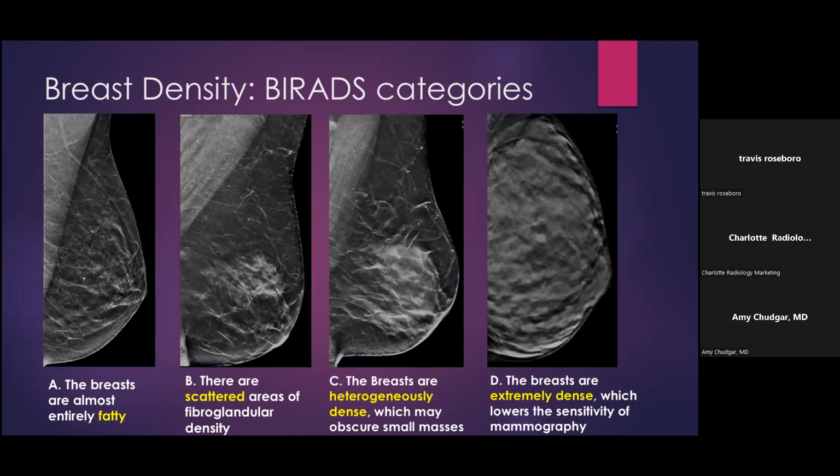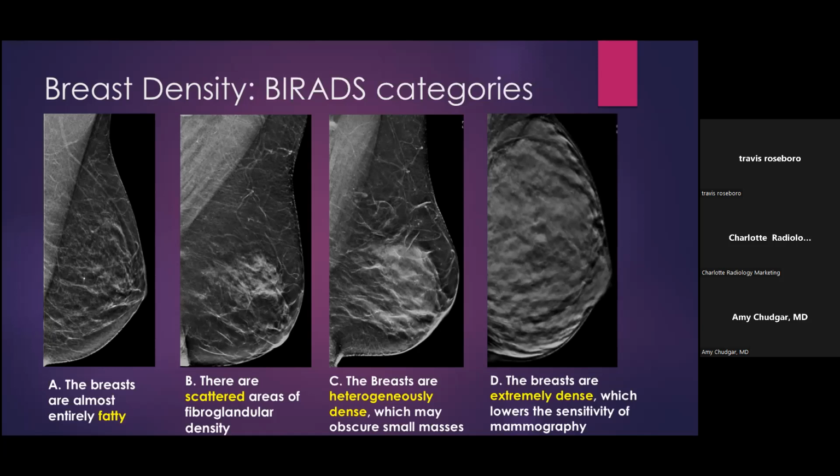So we do categorize the breast density into BIRADS categories. BIRADS is a reporting system that we use for standardized language in breast imaging. BIRADS stands for Breast Imaging Reporting and Data System. We use this not only for mammograms, but also for all breast imaging, so ultrasounds and MRI as well.